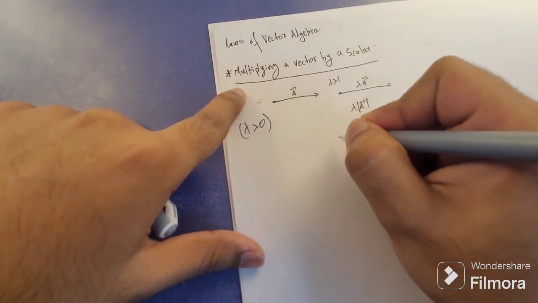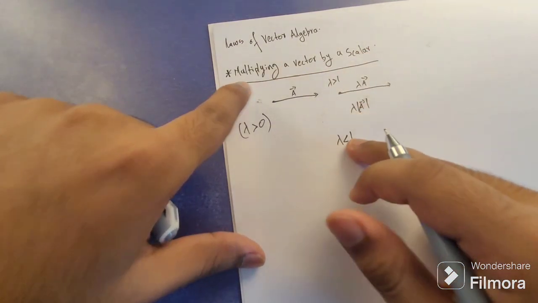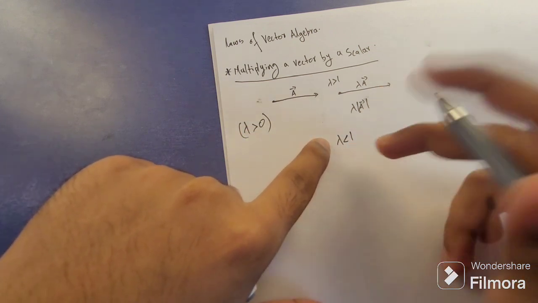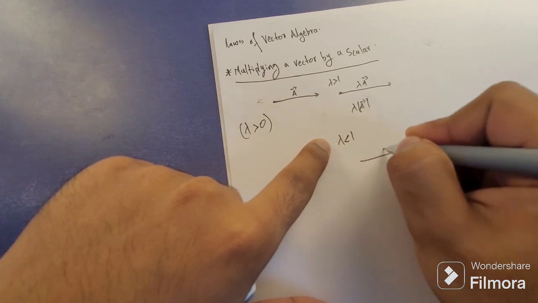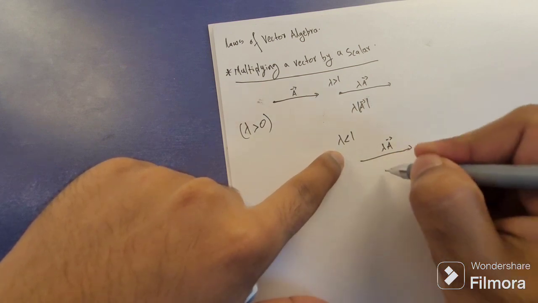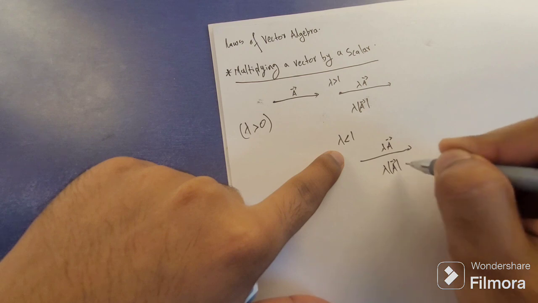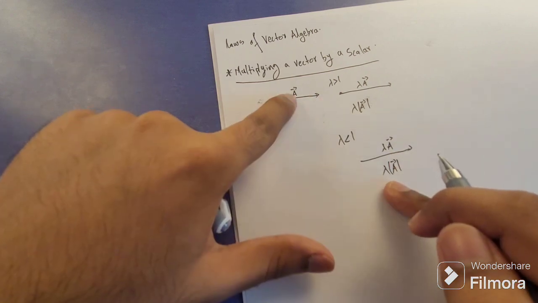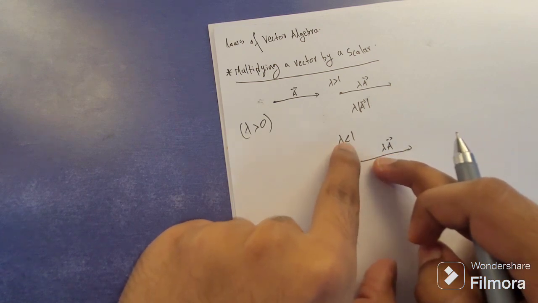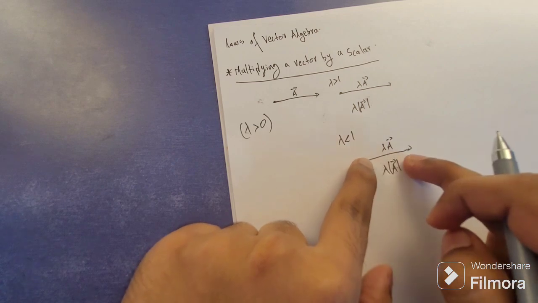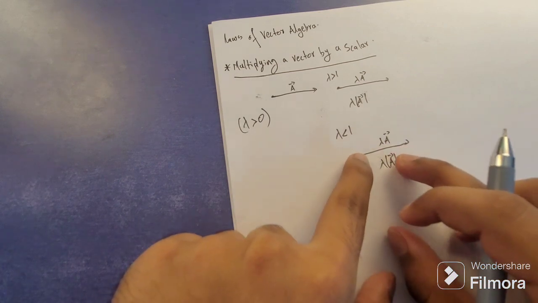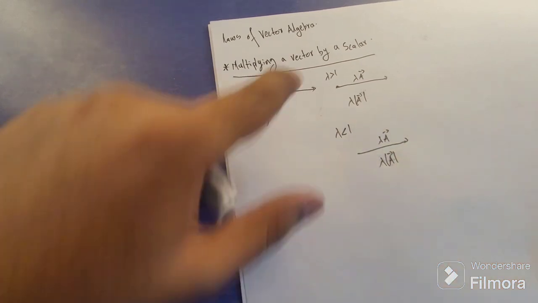Now let's take the second case. If lambda is less than 1 but still greater than 0, in this situation we will again get a vector lambda times a vector, but in this scenario the magnitude of this vector, that is lambda times the magnitude of a vector, will be less than a vector. Which means this new vector formed, lambda times a vector, in the case where lambda is less than 1, its length will be smaller than the original a vector. But its direction will still be the same as that of a vector, because it is a scalar multiplication.